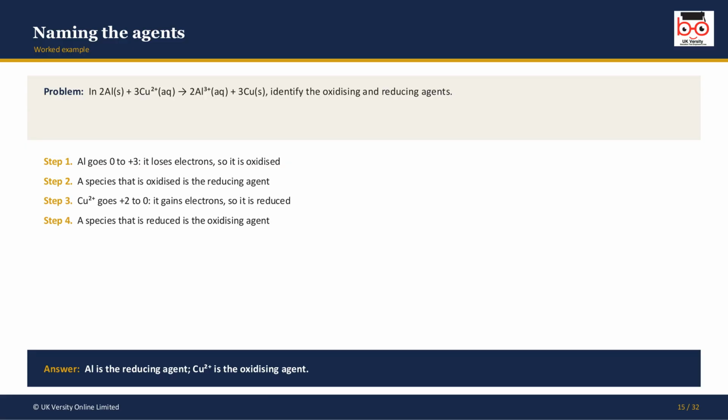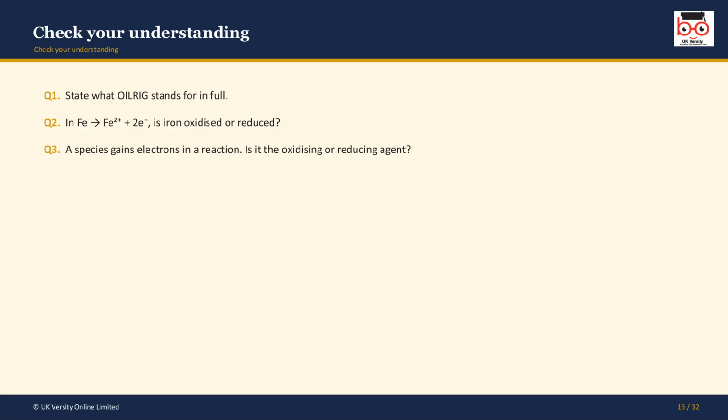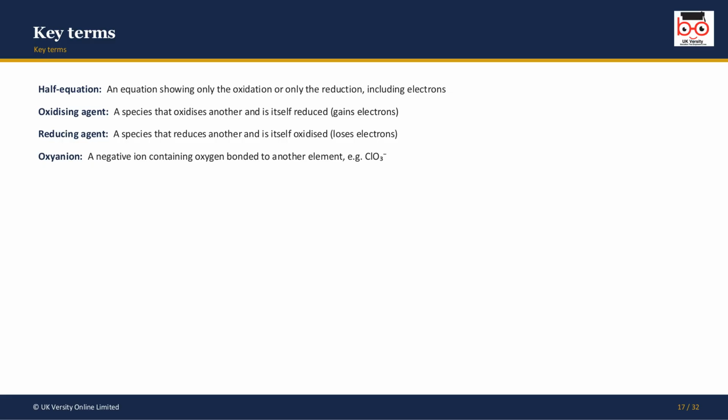So aluminium is the reducing agent, and the copper 2 plus ion is the oxidizing agent. Let's check your understanding. Can you state what OIL RIG stands for in full? In the half equation, where iron goes to an iron 2 plus ion plus 2 electrons, is the iron oxidized or reduced? And if a species gains electrons in a reaction, is it the oxidizing agent or the reducing agent? Have a think.